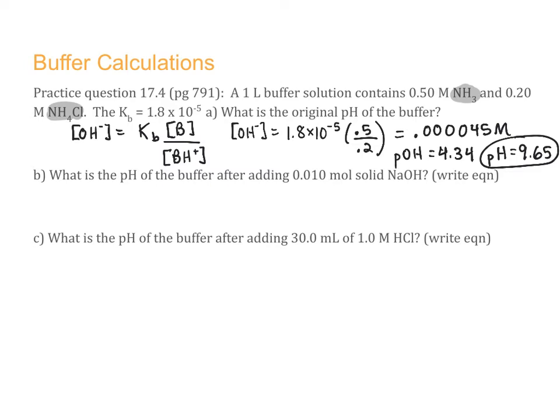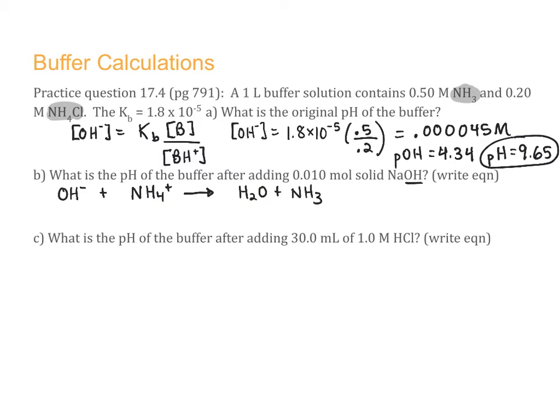Next, this is what's the pH of the buffer after adding 0.010 moles of solid sodium hydroxide? Well, first we've got to think about the fact that adding sodium hydroxide basically means we're adding hydroxide. And we've got to think about which half of the buffer is going to work with that. Well, if this is a base, the acid part of the buffer is going to work to neutralize it. So we'll have a neutralization reaction here between the hydroxide and the NH4 to make water and NH3.